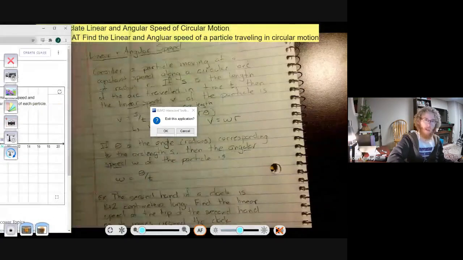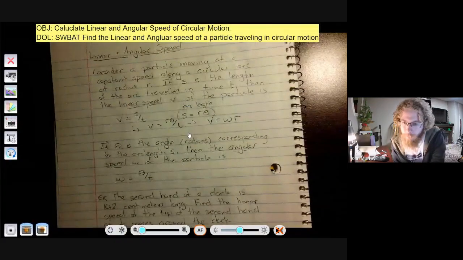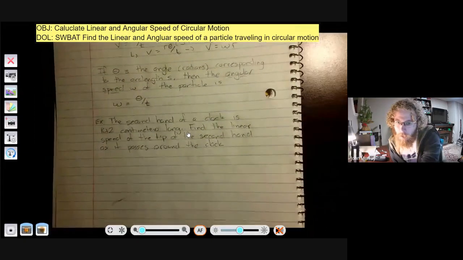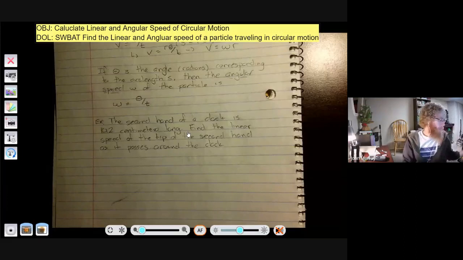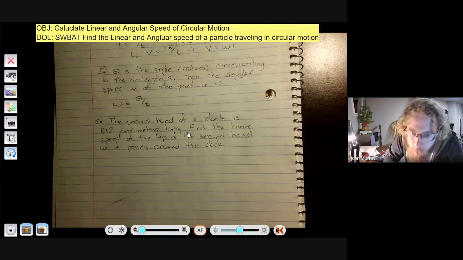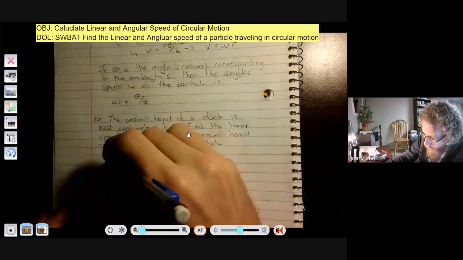All right, so let's look at this concept with some actual numbers. We're going to look at a clock. The second hand of a clock is 10.2 centimeters long. Find the linear speed of the tip of the second hand as it passes around the clock. So let's think about this. We have a clock, we have a second hand.